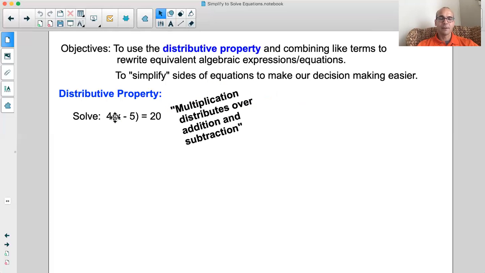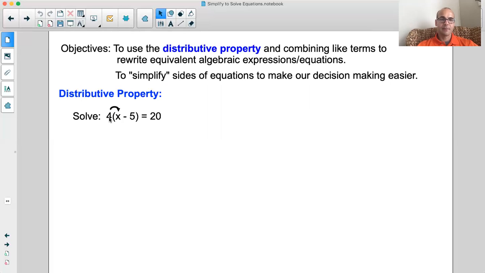We're going to solve this equation: 4 times the quantity x minus 5 is equal to 20. So this is the structure where the distributive property could be used. Doesn't need to be, but it could be. And if you're going to use the distributive property, your thought should be, I see an equation with parentheses in it, 1 term times 2 terms. I know that multiplication distributes over addition or subtraction. So this times 4 could be distributed to the x, 4 times x is 4x, and to the negative 5. 4 times negative 5 is negative 20.